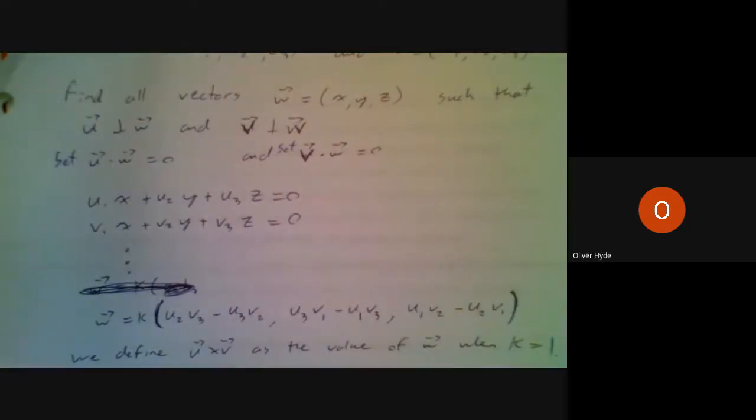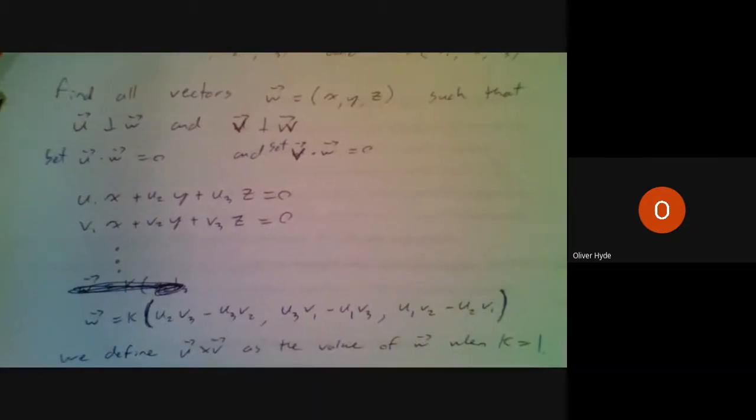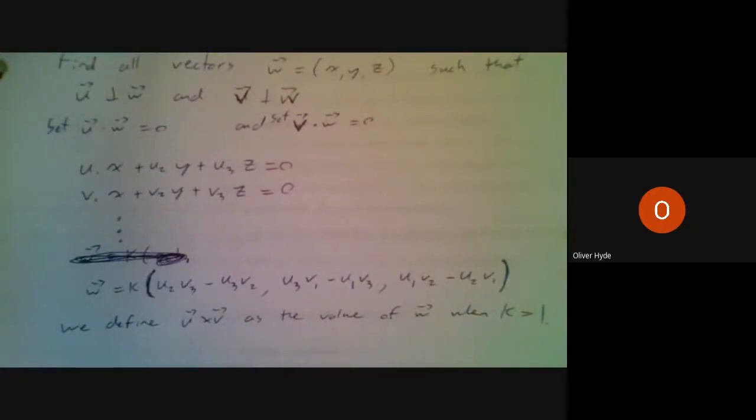Then you do just a bunch of algebra. You basically eliminate x's, and then you eliminate y's, and then you eliminate z's, and you end up with expressions for x and y and z. You isolate, eliminate, and isolate. It's just a lot of messy algebra that you can look for a proof of. It might even be in our textbook. Okay. Well, you end up having to introduce a constant k here. And we define u cross v to be the value of w when k is equal to 1, if that helps.